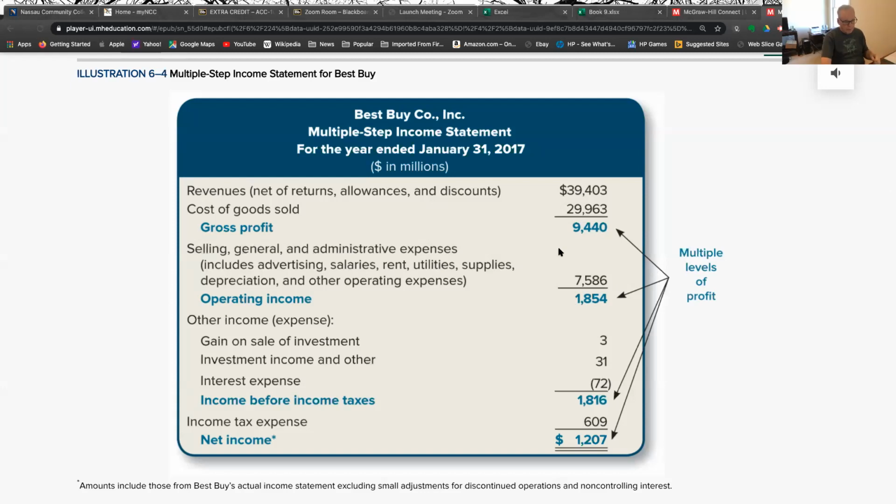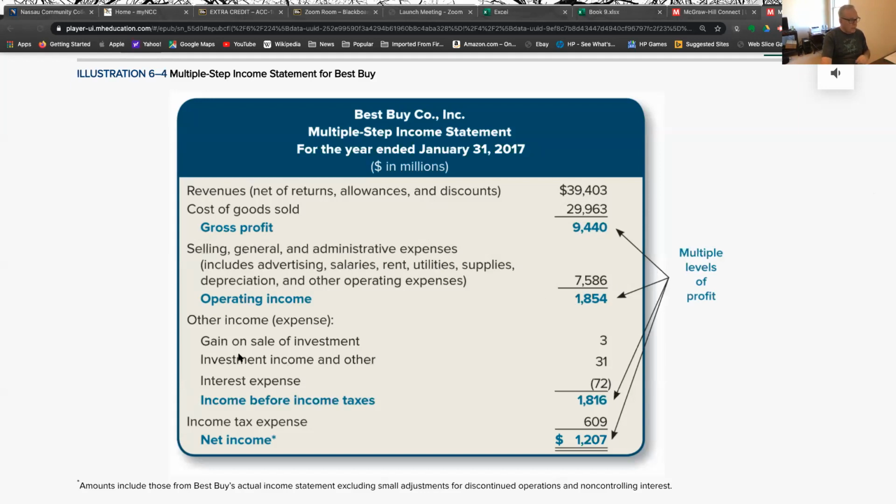You know what they sell, right? But they could have other types of income and expenses that have nothing to do with buying and selling merchandise.